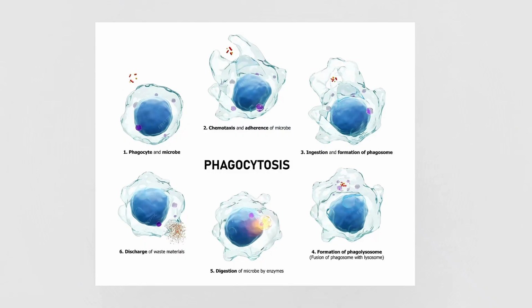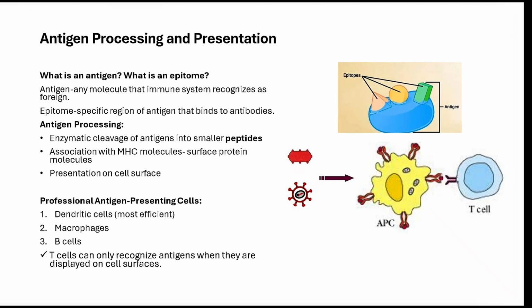So what actually is an antigen? An antigen is any substance, like a protein or a lipid, that the immune cell detects as foreign and it triggers an immune response. An epitope is a specific region of an antigen, so one antigen can have many different epitopes. Antigen presentation is the process of cleaving antigens into smaller peptides. These peptides are then associated and attached to self-surface proteins, and they are presented on the surface of the antigen-presenting cell. So we have three types of antigen-presenting cells: dendritic cell, which is the most efficient one, the macrophages, and B cells. So just to remind you, both macrophages and dendritic cells are phagocytes and antigen-presenting cells.